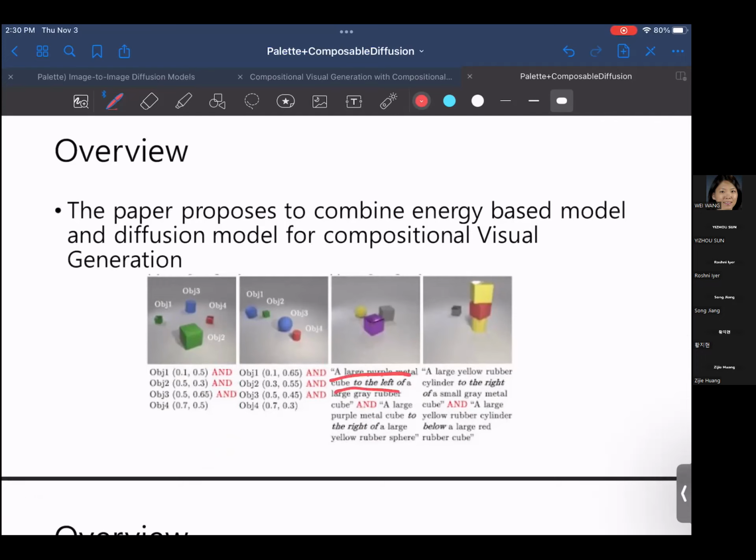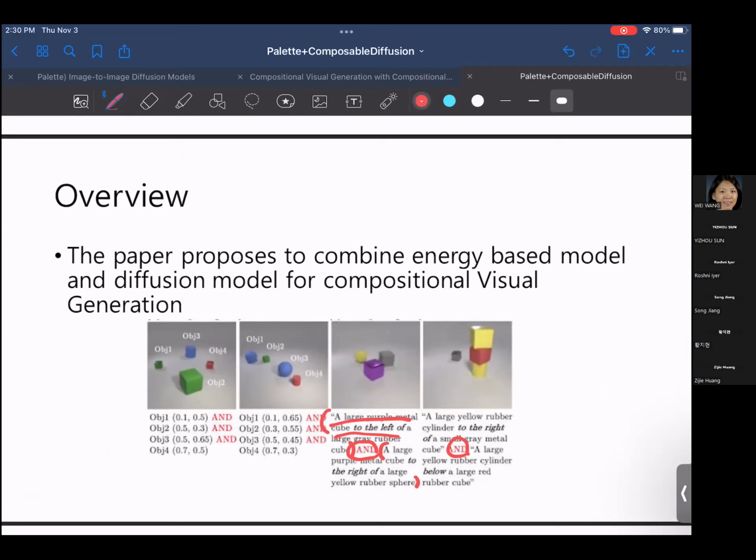So can you please stay in the problem a little bit longer? Just to try to understand, for example, object 1 and 0.1, 0.5, what does that mean? Is that the coordinates? Yes.